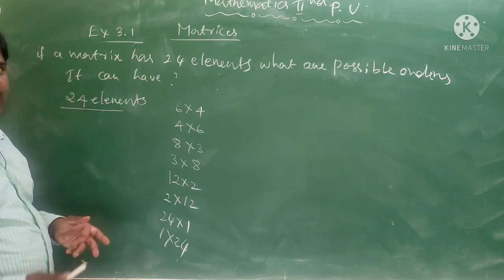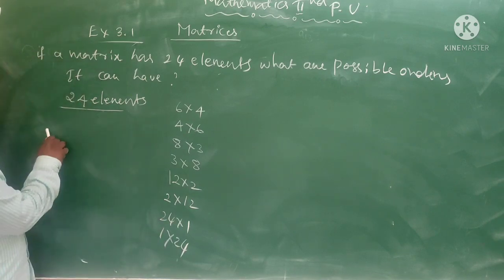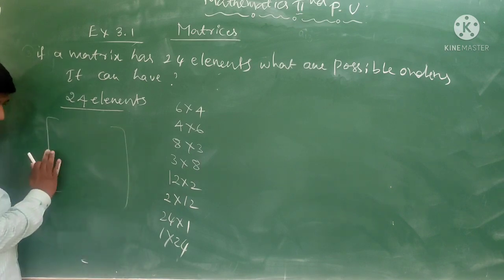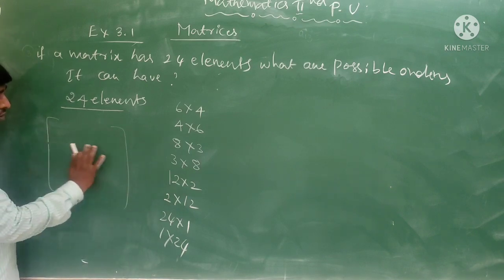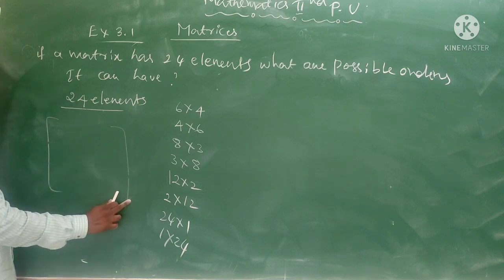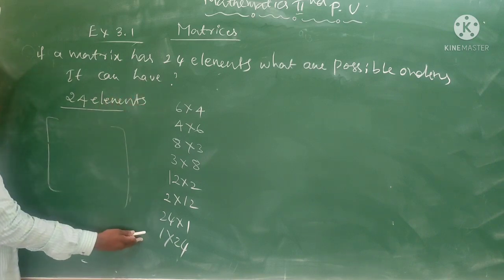So here the question is, a matrix has 24 elements. Okay, but for what orders can we write?